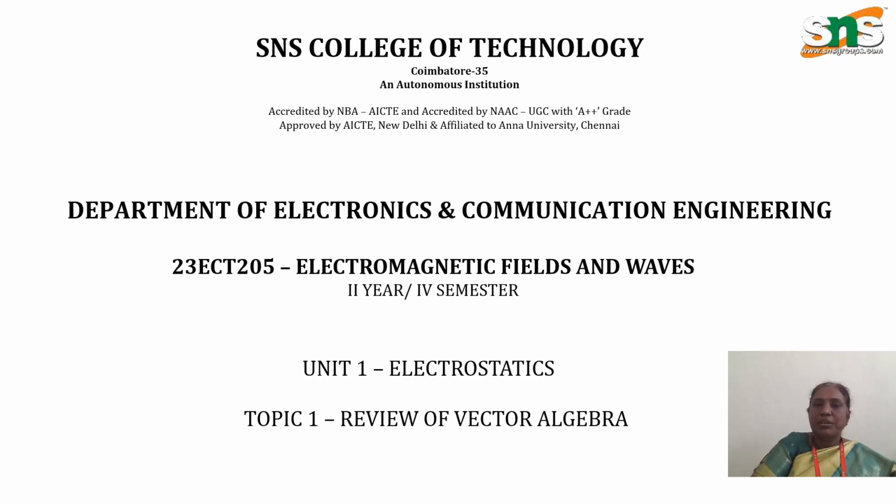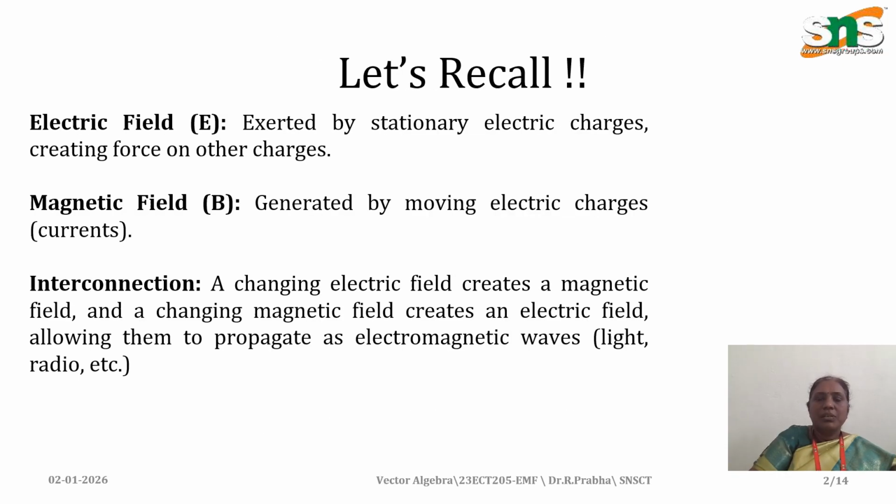In this video, we are going to discuss the topic on review of vector algebra for the course Electromagnetic Fields and Waves. So let us discuss the previous concepts in electromagnetics. The electric field is exerted by stationary electric charges, which create force on other charges. Next is the magnetic field, generated by moving electric charges, that is, direct currents. The electric field is denoted by the letter E, and the magnetic field is denoted by the letter H.